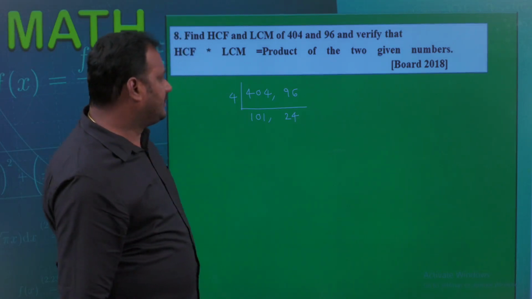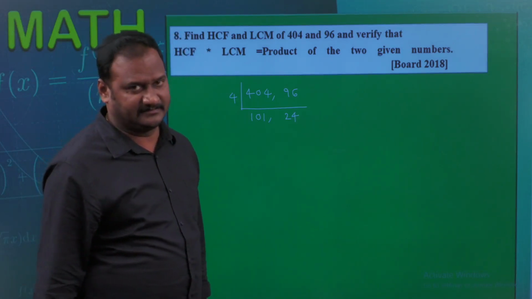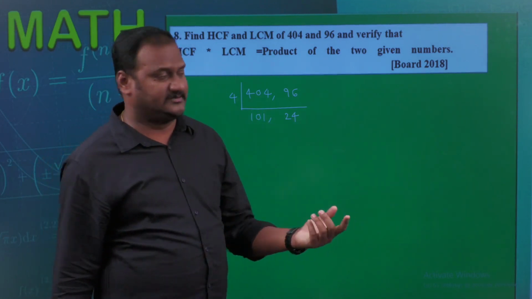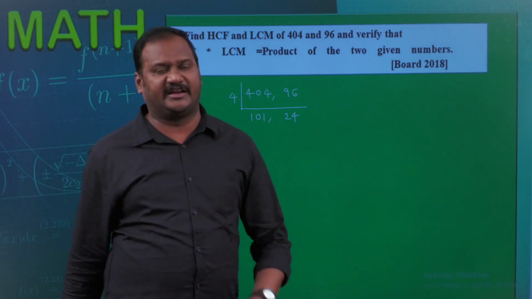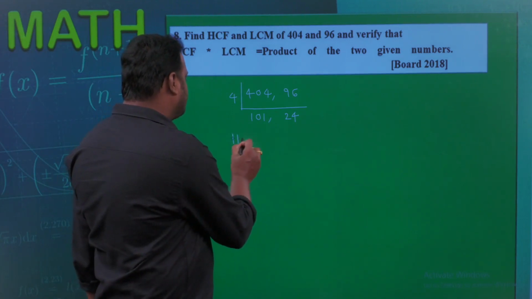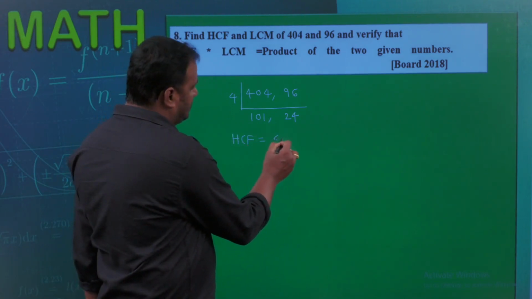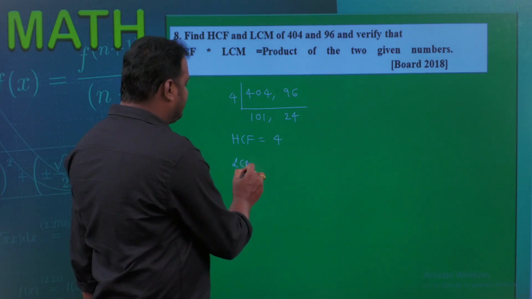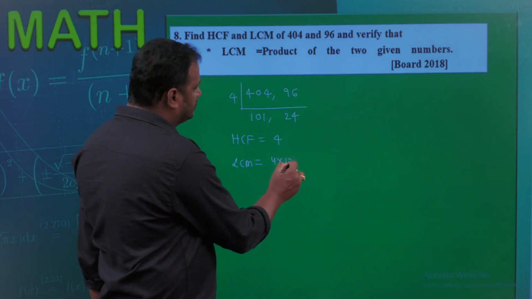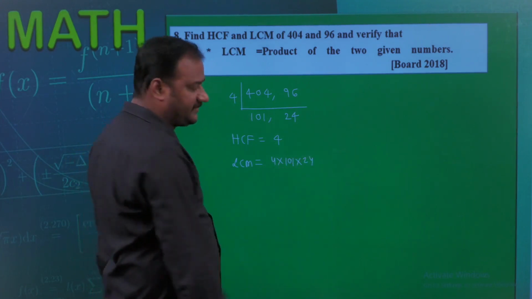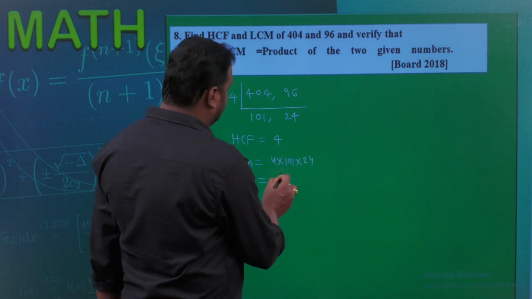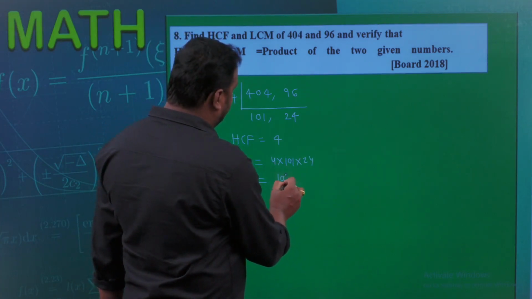And 101 is a prime number, isn't it? 24 is a composite number. So 101 and 24 cannot be cancelled by any other numbers. So what is the HCF of the two numbers? HCF is equal to 4. And what is LCM? LCM is going to be HCF into the other two numbers. That is 4 into 101 into 24.